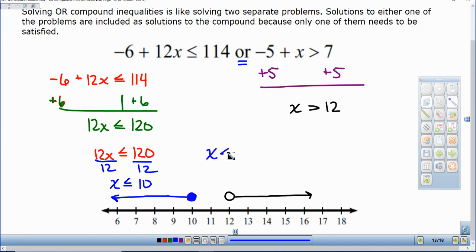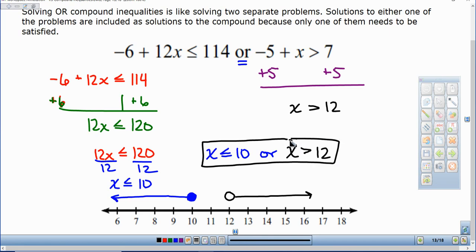You'd put them in the or format here with the word or between them. And this would be your answer. You're describing the set of numbers that would satisfy this compound inequality. These numbers will satisfy this one. These numbers will satisfy this one. And so that's all the numbers that would do that.